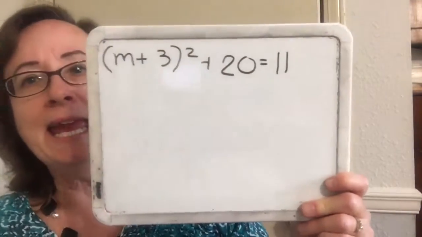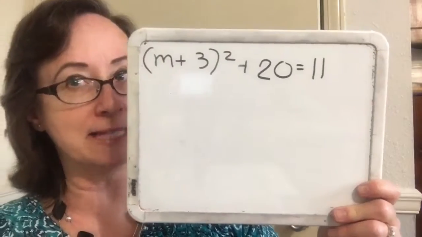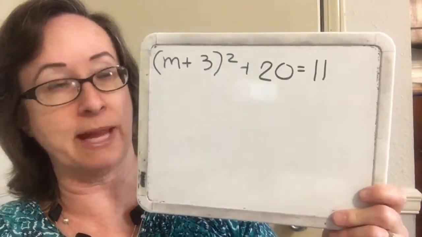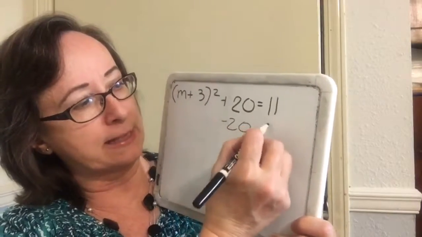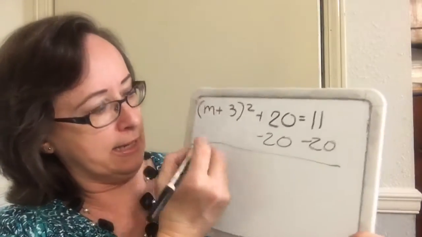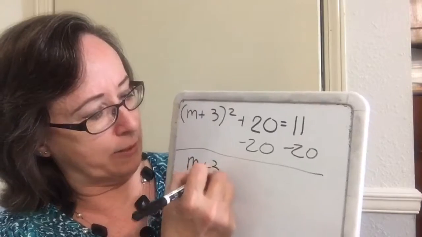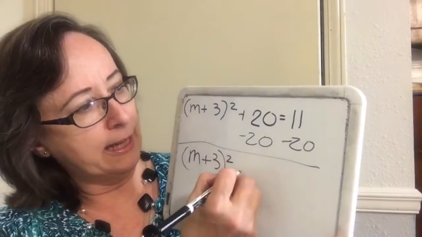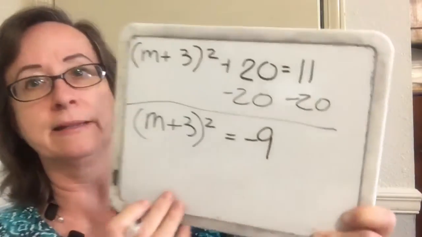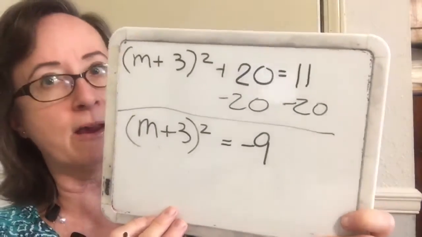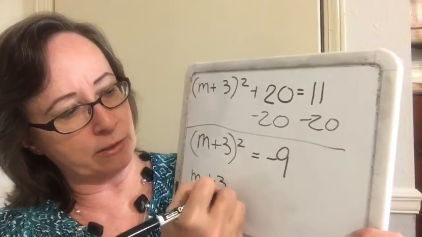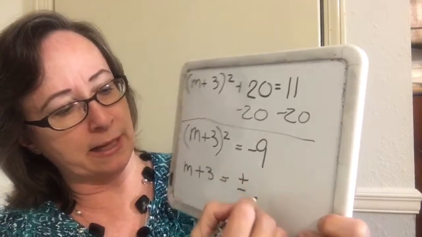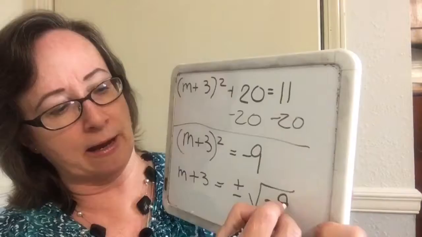Okay, so now we have another one. And right off the bat, I can see that this one is going to be complex or imaginary because I'm going to subtract the 20 from both sides. And I end up with (m plus 3) squared equals -9. Okay, so now I'm going to take the square root of both sides and get m plus 3 is plus or minus the square root of -9.